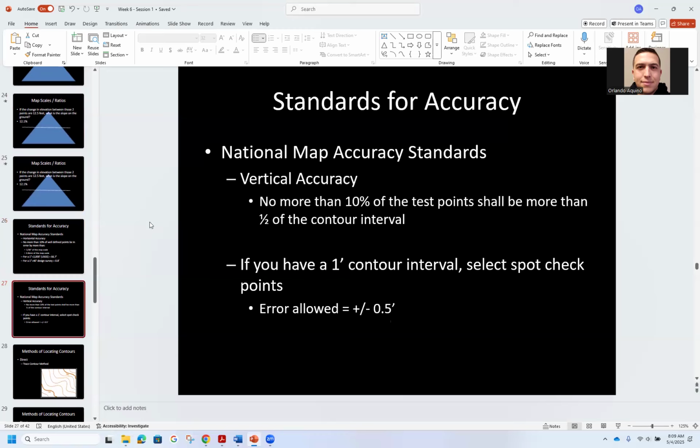National map accuracy standards, vertical accuracy: no more than 10% of the test points shall be more than half the contour interval. So if you have a 1 foot contour interval, you would do select spot checks, and plus or minus half a foot is the error allowed.